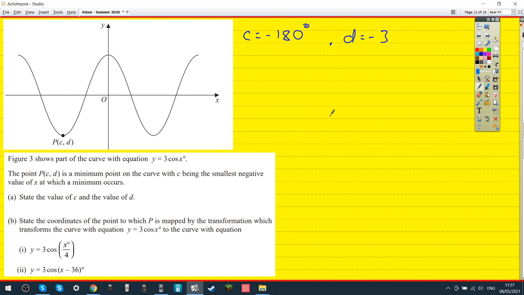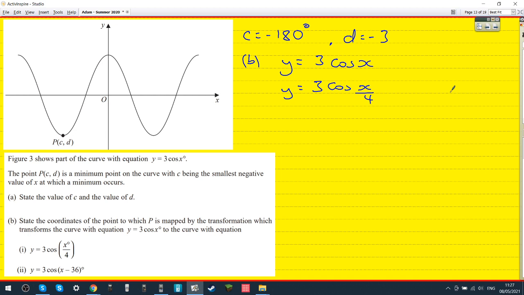So for this, would you need to put in x again? You basically just have to say how it has transformed. So they'll spot the difference. y is equal to 3 cos x, y is equal to 3 cos x over 4. So x is divided by 4. Yep. And so what will that change? It would make y smaller.